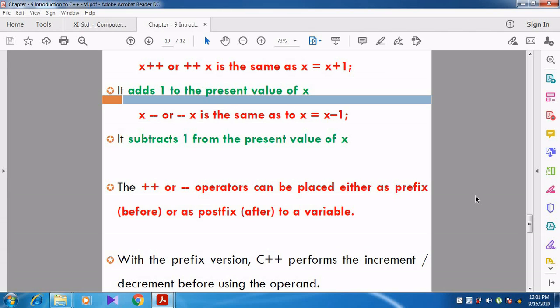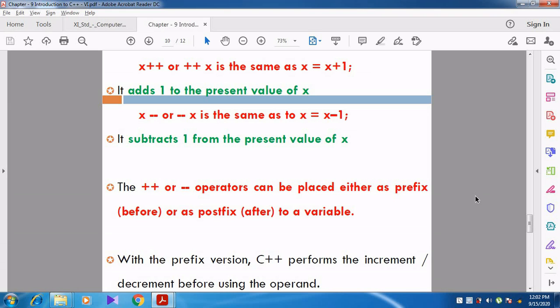You should not say suffix. Prefix means pre, before. Postfix means after. In English you might have studied prefix, suffix, but in computer it is prefix and postfix. What is meant by prefix? Whenever we give plus plus before the operand, that is plus plus x, this is called prefix form.